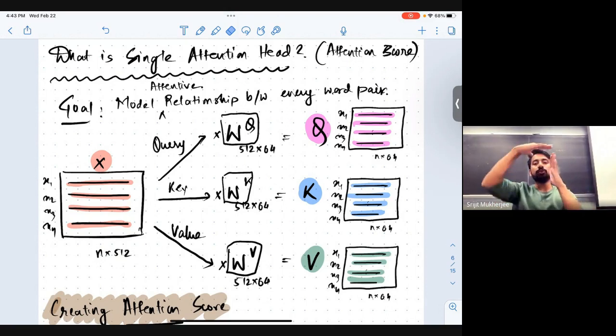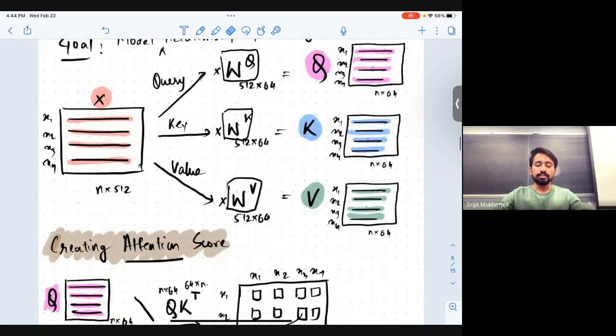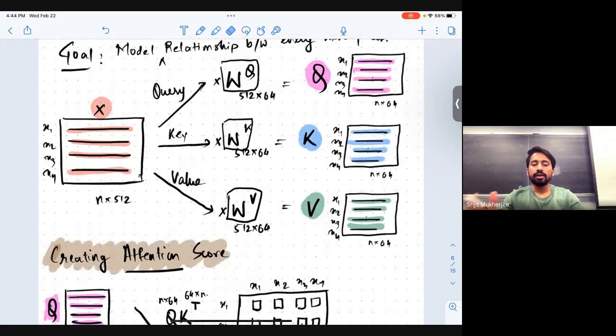The relationship can only be mapped by these pairs, like the elements in the matrix. That is why the matrix comes up, and this is done in the paper in the following way. From the previous input we have got x, which is n cross 512, the embedding, which contains position and value information, and now it's passed through query, key and value. Three matrices are made out of it.